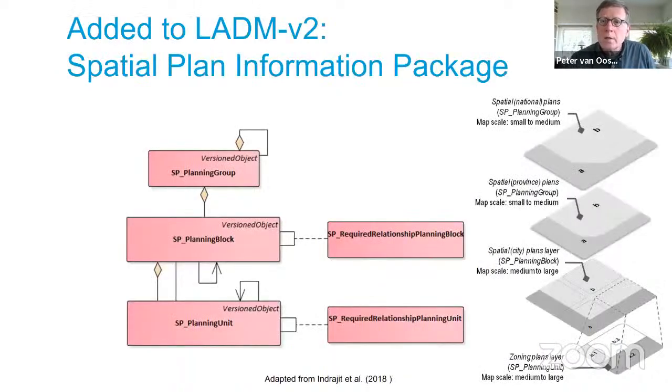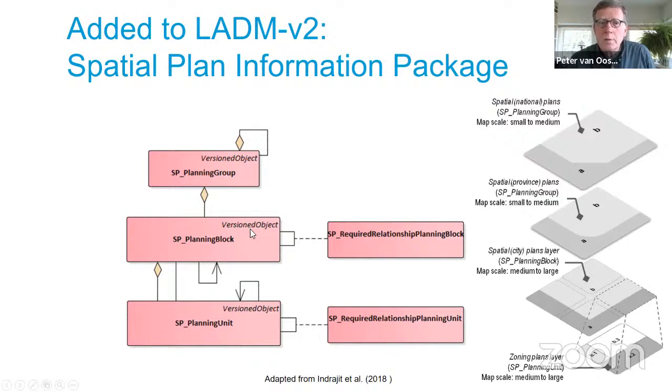So depicted over here in the slides, the planning group could be provincial plans or complete municipality plans or national plans, generalized maps, where you have a rough indication of what the intention is. This is hierarchical, so there is an aggregation association from plan group to the next level in the plan group.